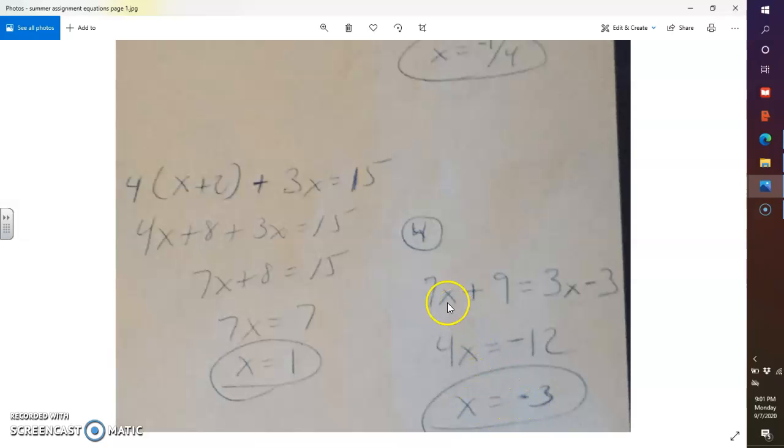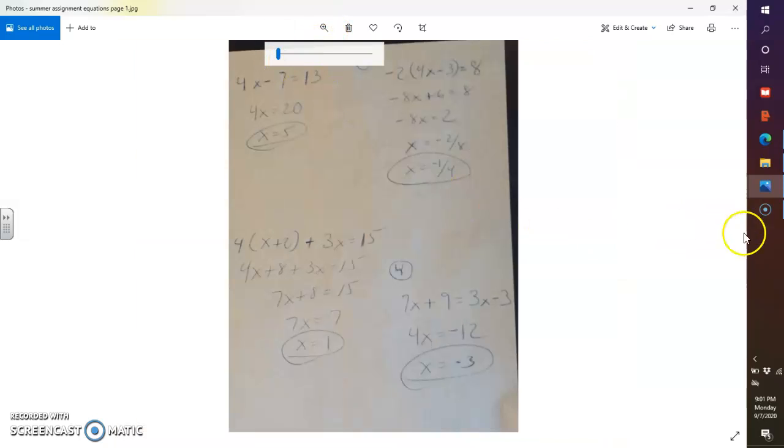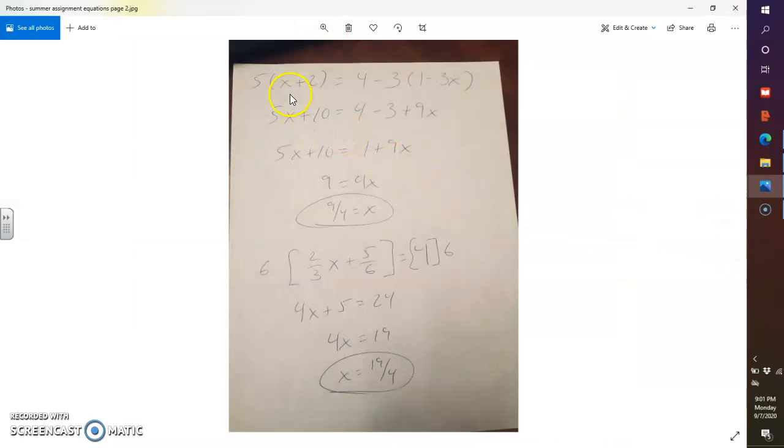And even plugging that one in, 7 times negative 3 is negative 21, plus 9, negative 12. 3 times negative 3 is negative 9. Negative 9 minus 3 is negative 12 as well. So we get the true statement. Therefore, we know we are correct. It's always nice to know that you are correct. Now, the next two, a little bit longer problems, but the same concept. We're going to distribute here, and we're going to distribute on this side.